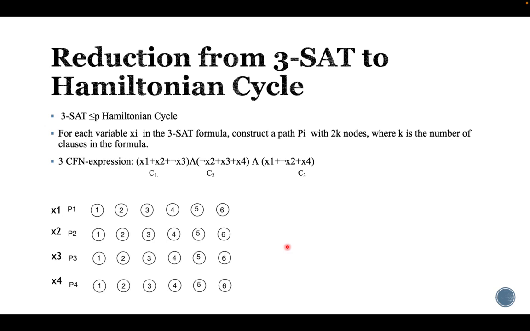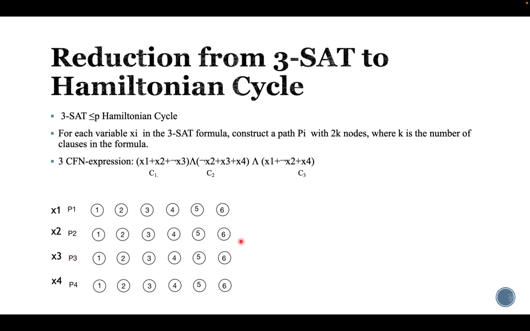Second, I will use a reduction from the 3-SAT problem to the Hamiltonian cycle problem to show it is NP-hard. I will construct a graph such that a Hamiltonian cycle exists in the graph if and only if the original 3-SAT formula is satisfiable. For this 3-SAT formula with three clauses C1, C2, C3, I will construct four variables x1, x2, x3, x4 with 6 nodes each.